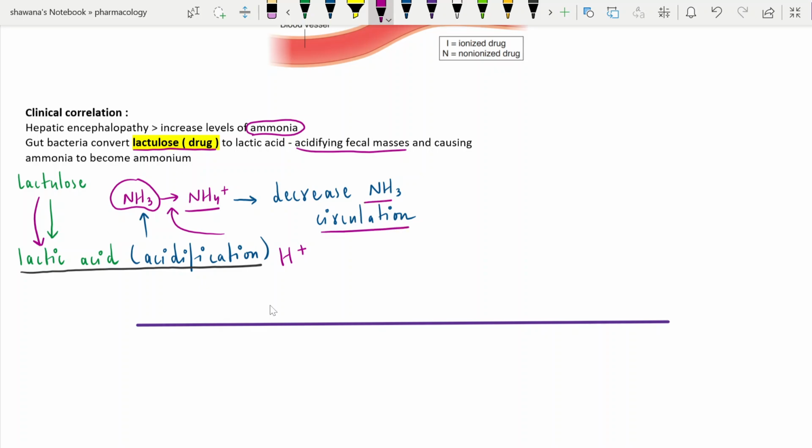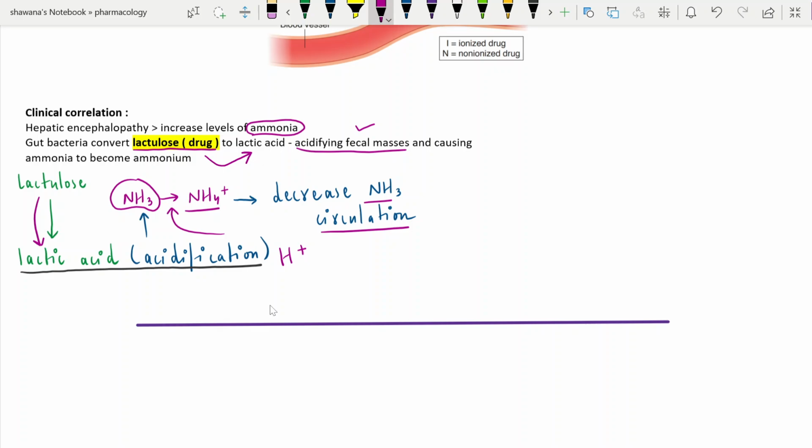If there is high ammonia circulation, it can affect the nervous system, it can affect the cardiovascular system. So we need to reduce the circulating ammonia by acidification of the fecal masses by using the drug lactulose, which is converted into lactic acid by the gut bacteria.